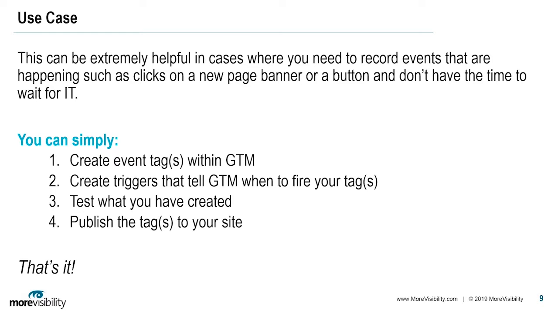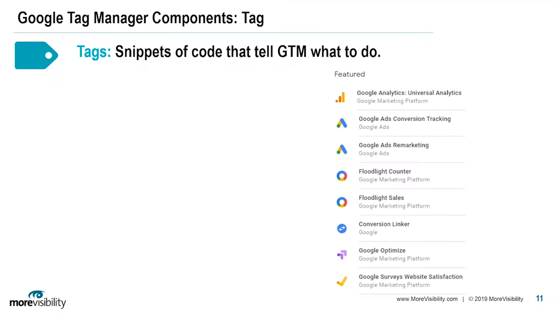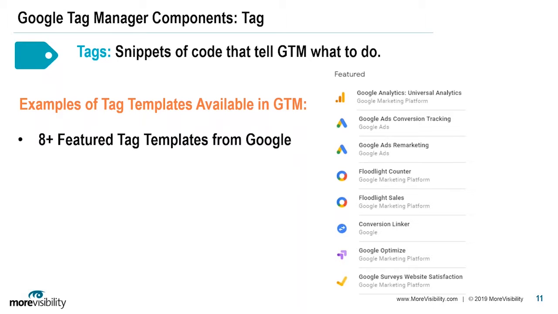Now let's break down some of the GTM components and discuss these tags, triggers, containers, and variables. First, we'll look at the tags. Tags are snippets of code that tell Google Tag Manager what to do. Some examples of tag templates that are available in Google Tag Manager. As you can see to the right here, there's over 8 featured tag templates from Google. Now you'll recognize some familiar tags here, such as Google Ads, Google Analytics, even Google Optimize and Google Surveys.